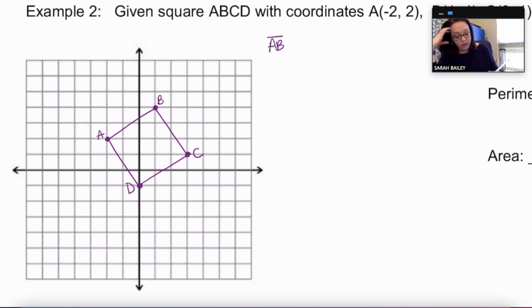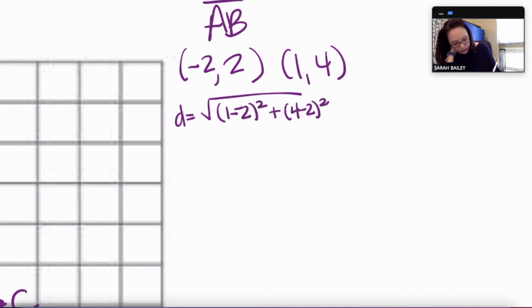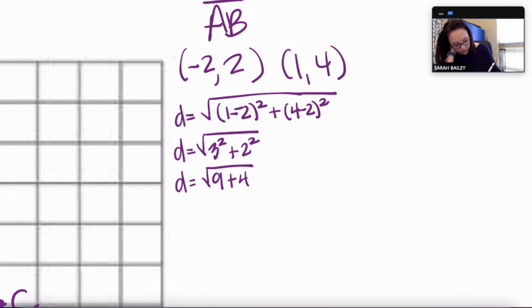All right, since I'm going to use my distance formula to make my life easier, I'm going to write the points for A and the coordinates for B. Now I'll use my distance formula here. So that's going to be 1 minus negative 2 squared plus 4 minus 2 squared. So that would be what? 3 squared plus 2 squared. So that's 9 plus 4. So I'm going to do the square root of 13.